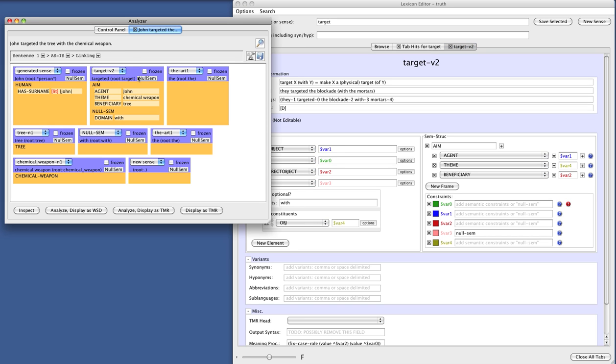Going back to the system, we can see that the user of the system can choose any sense that they want for each of the words that was in the input. Also, each of the individual linkings can be changed here as well.